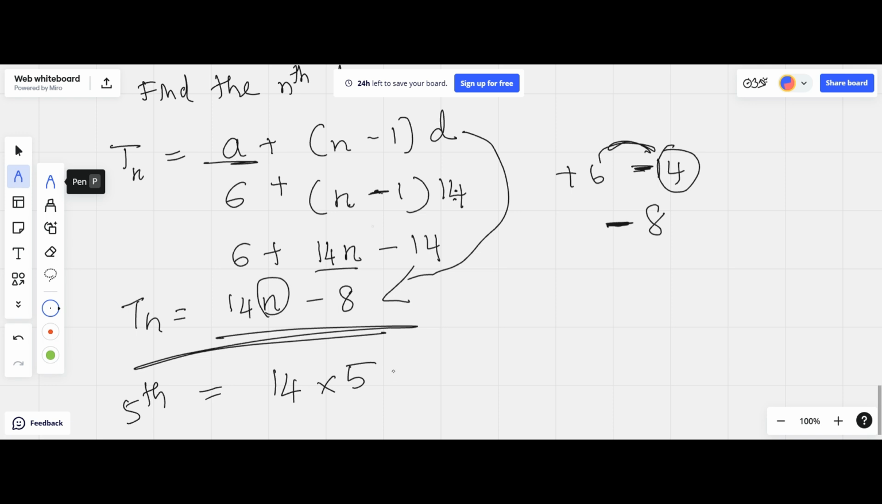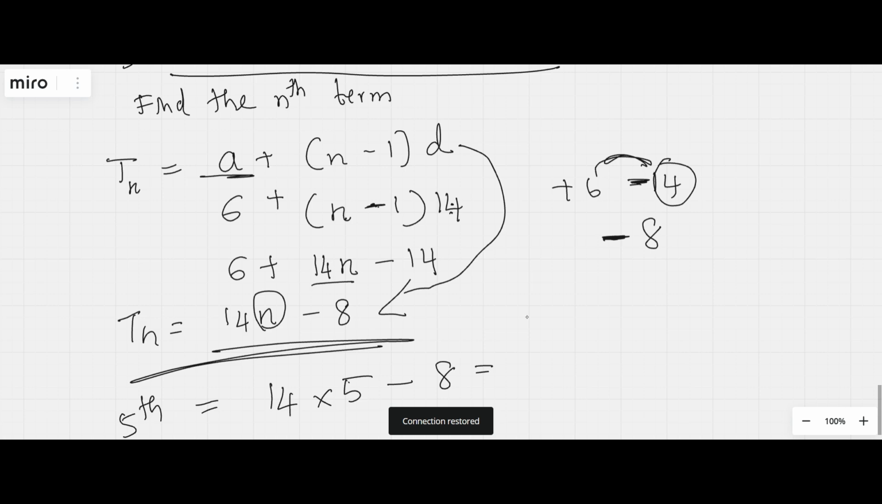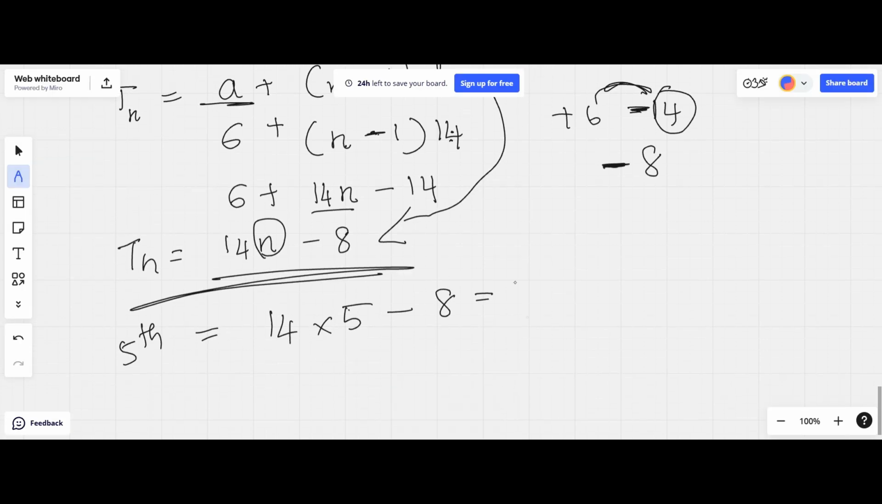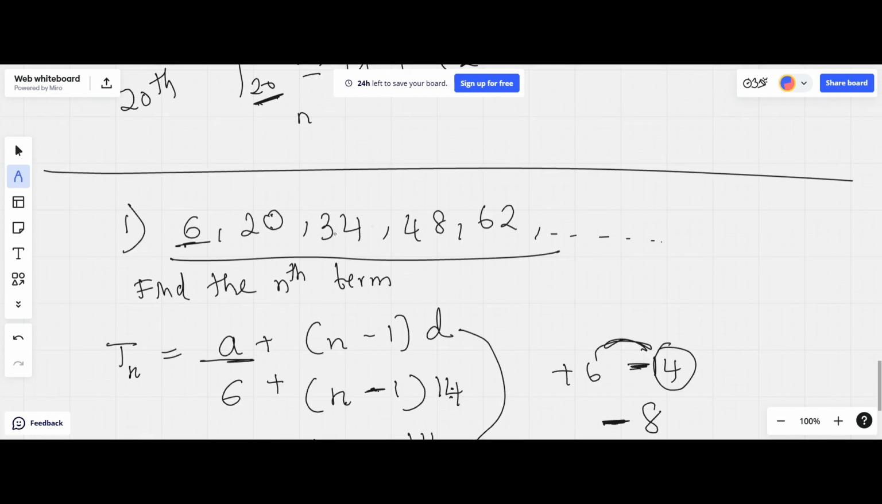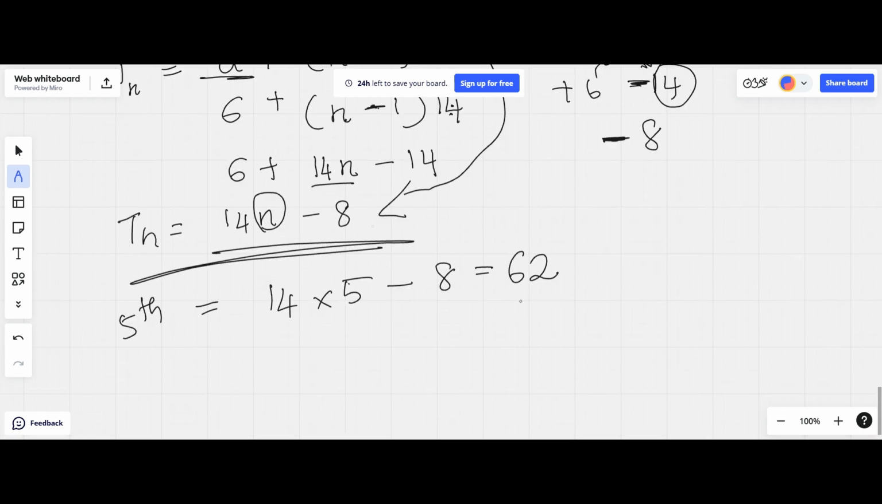14 into 5 minus 8. Okay, 14 into 5 means 5 into 10, 50. So 70. 70 minus 8 is 62. So it is 62. Okay, so fifth term is 62. You see here, first term, second term, third term, fourth term, fifth term. It is 62. Here also 62.